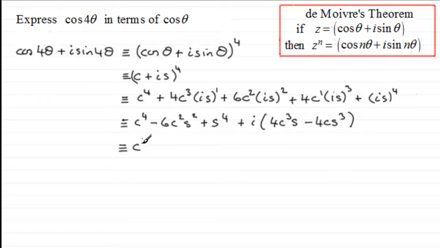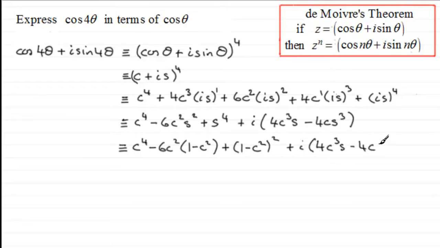So what we've got here then is c to the 4. For this second term we've got minus 6c squared, but instead of s squared we can write that as 1 minus cos squared. We'll just abbreviate that to 1 minus c squared. And sine to the power 4, well, that's sine squared all squared, and sine squared is 1 minus cos squared, so we've got plus 1 minus c squared all squared. And then we've got our imaginary term there, so we don't have to worry about that one, so we'll just put it in as c cubed s minus 4c s cubed.